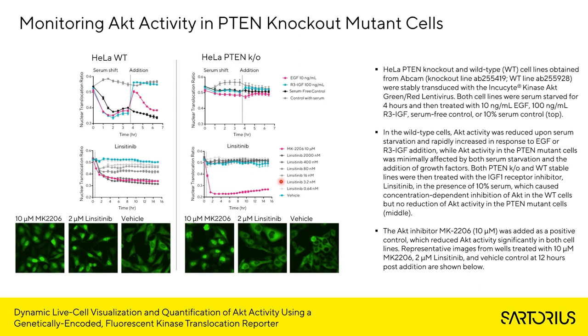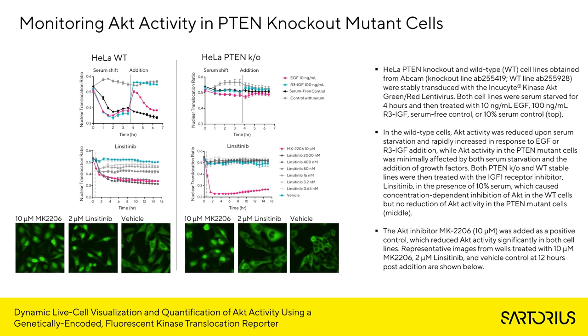This is due to the fact that PI3K is constitutively active in these PTEN knockout cells, so inhibiting the upstream IGF receptors had no impact on AKT activity. The AKT inhibitor MK2206 was added as a positive control, which acts directly on the AKT kinase, and in both the wild-type cell lines and the PTEN knockouts, we saw inhibition of AKT activity as expected. These observations are again supported by having the images.